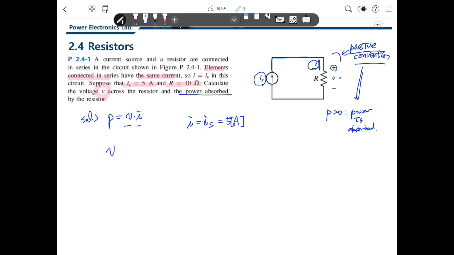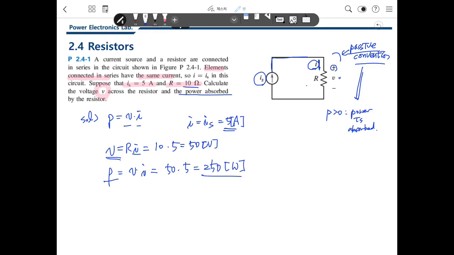Then voltage. To calculate the voltage, we should use Ohm's law. Here, R was 10 ohms and current is 5, so V is 50 volts. Then power is VI. Because V is 50 and current is 5, it is 250, and the unit of that is watt. Because power is positive, that means this resistor absorbed 250 watt.